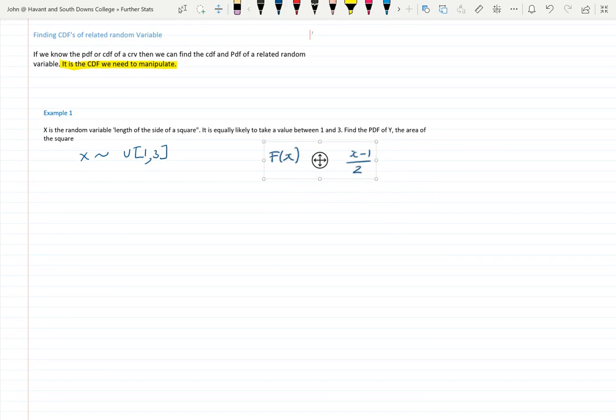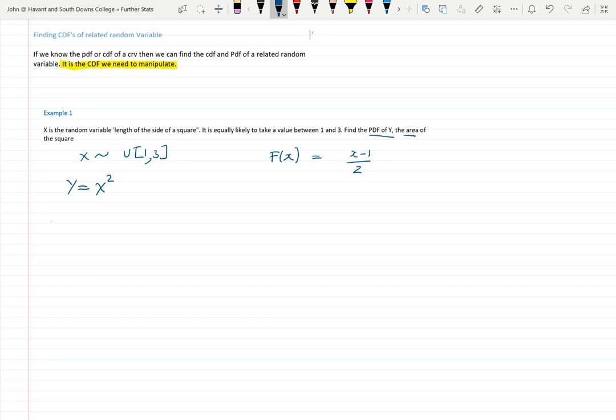Right, so then what we need to do is relate our new random variable Y to it. Because it talks about the area of the square, we know what the area of a square looks like, so y equals x squared. We want to find out the CDF for this. I know it asks for the PDF, but as I say, regardless, we need to find the CDF first.